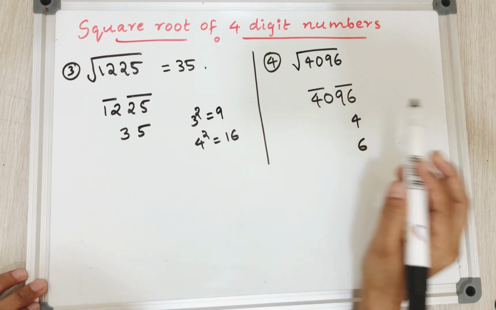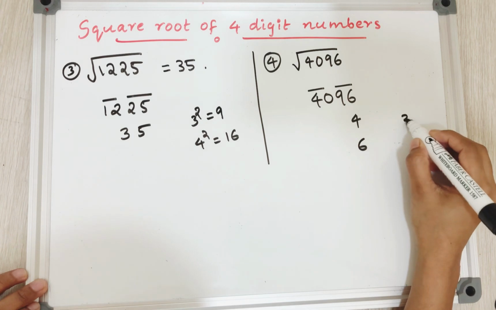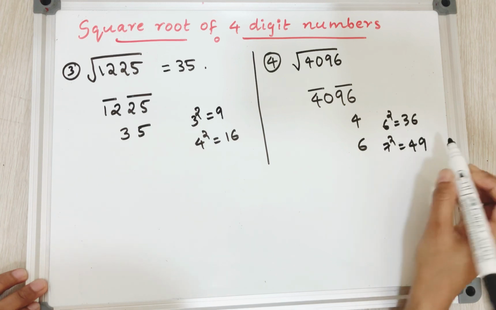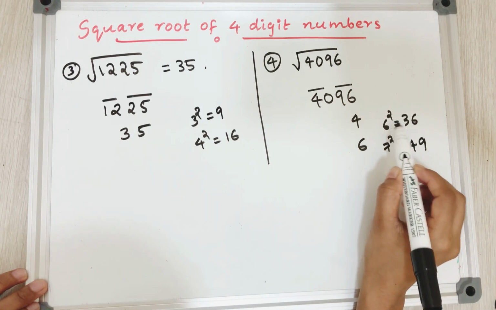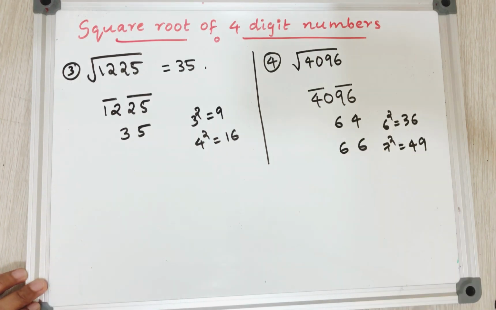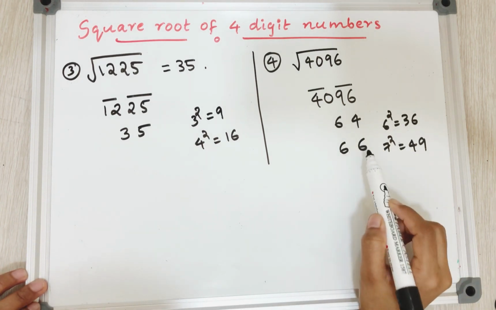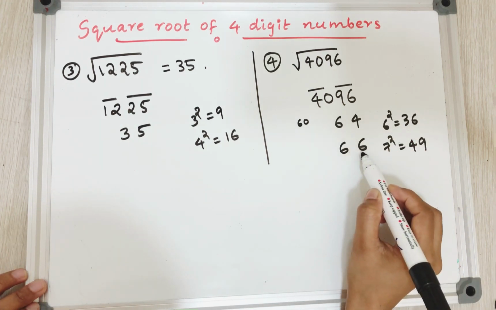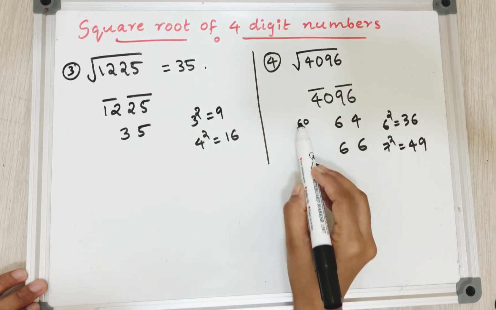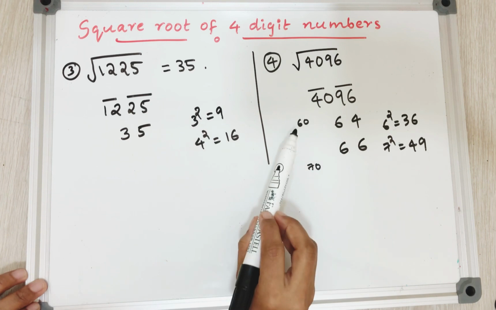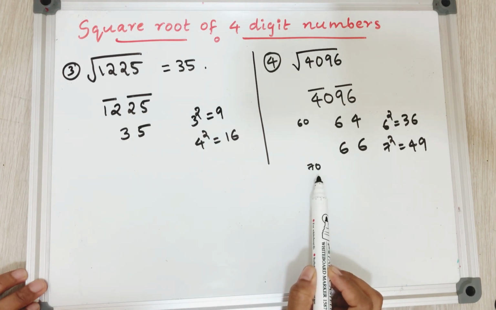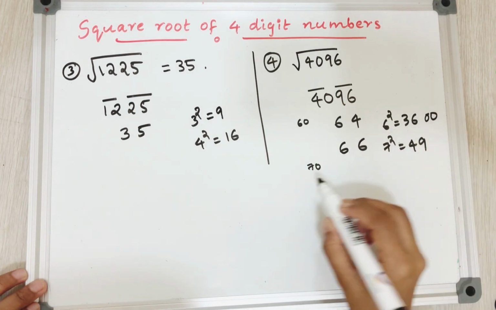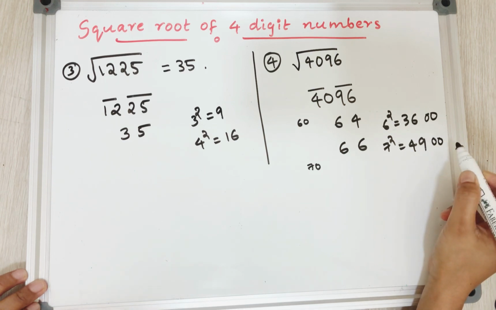Now consider the first pair, 40. 40 lies in between 36 and that is 6 square and 7 square, 49. Choose the smallest. Smallest here is 6. Now we have two possibilities, 64 and 66. Next step, 64 is close to 60 and 66 is close to 70. Why are we considering these numbers? Because it's easy to find the square of numbers ending with a 0. Now 60 square is equal to 3600 and 70 square is equal to 4900.